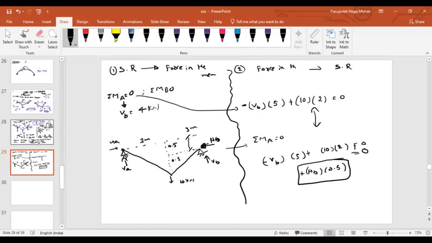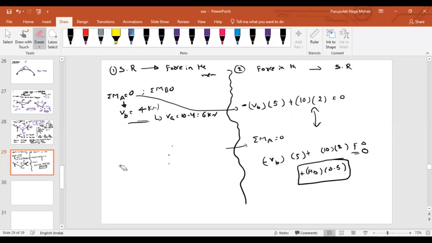Now you found VB. Based on that, your VA is nothing but 10 minus 4, that will be equal to 6. Now tell me, how can I find the horizontal reaction? How to find the horizontal reaction now?